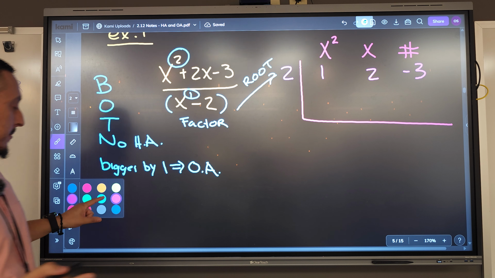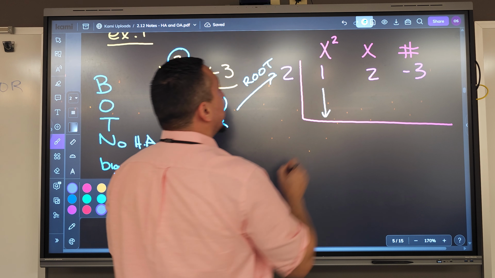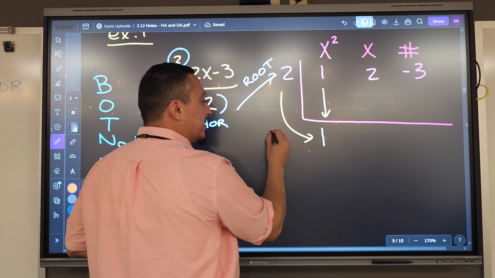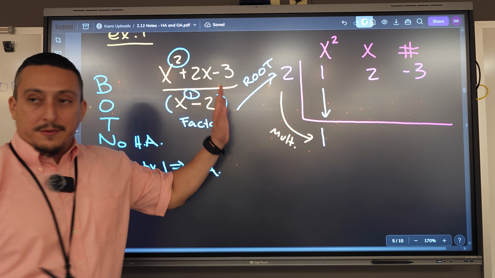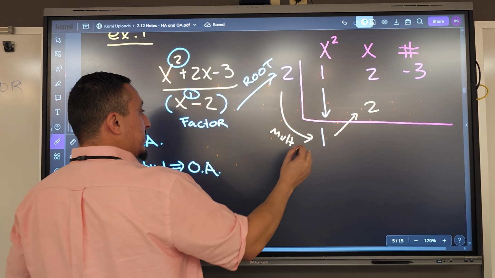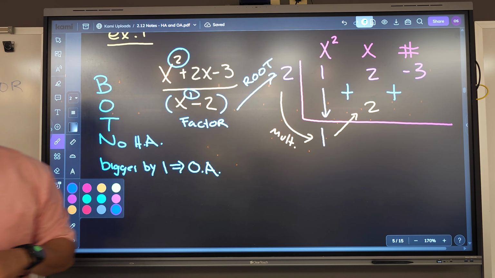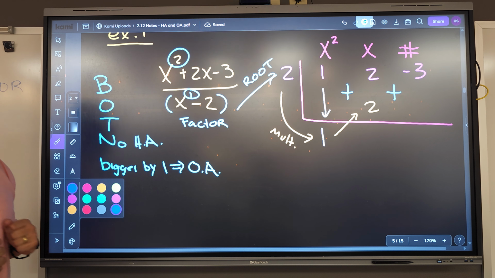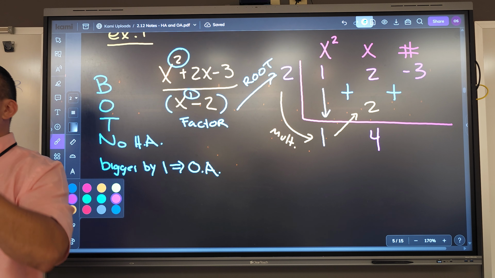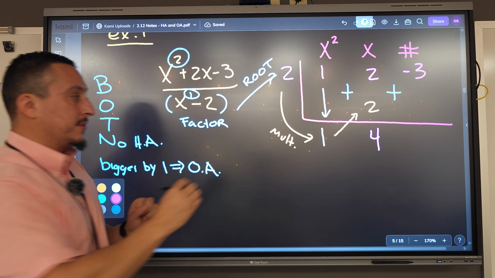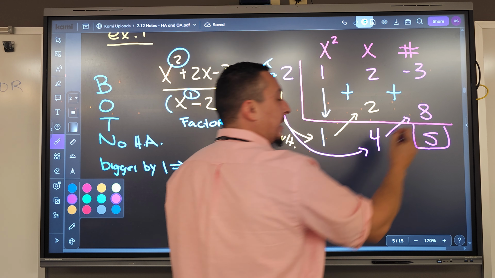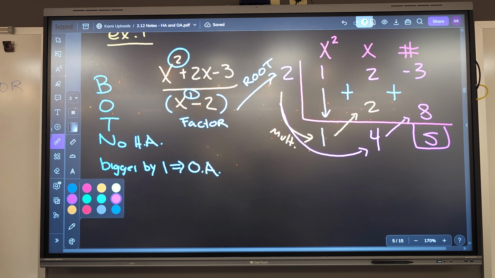Okay. Now, just a little refresher on the process. The first number drops straight down, right? And then we multiply this times this. We do 2 times 1, and the answer goes to the top. And then inside of here, you're always going to add. It's always add. You'll never subtract because it's adding down. 2 plus 2 is 4. And then you just repeat that process. Multiply, add, multiply, add. So I multiply again. 2 times 4, 8. And that last number, you guys remember what that last number was?